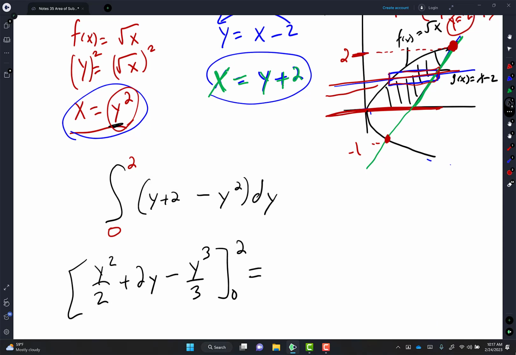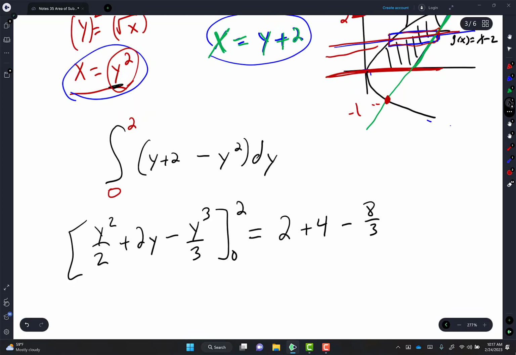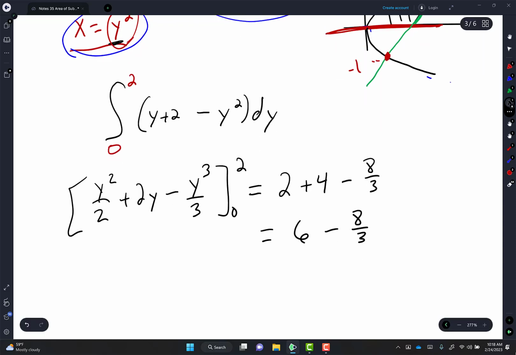2 squared divided by 2. 2 times 2. 2 to the third power, so 8 over 3. Let's see, is that the same thing? 4 plus 2? Oh, 6. So 6 minus 8 thirds. Turn that 6 into denominator 3. So look at that, guys: 18 over 3 minus 8 over 3 equals 10 over 3.